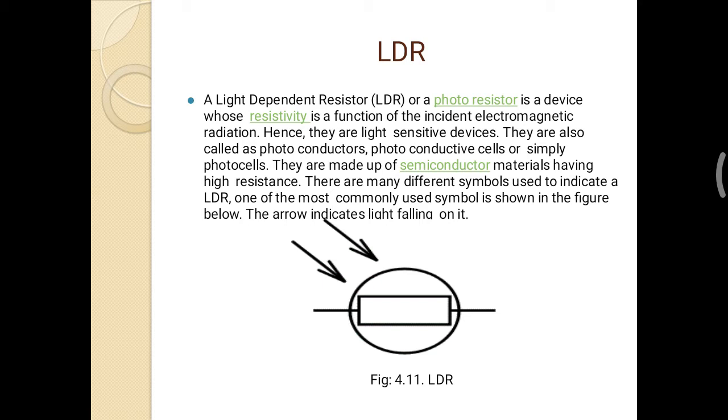LDR is a light dependent resistor, or a photoresistor, a device whose resistivity is a function of the incident electromagnetic radiation. Hence, they are light sensitive devices. They are also called photoconductors. Photoconductive cells are simply photocells. They are made up of semiconductor material having high resistance.